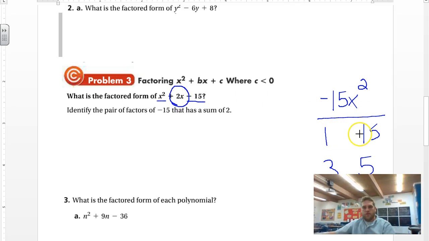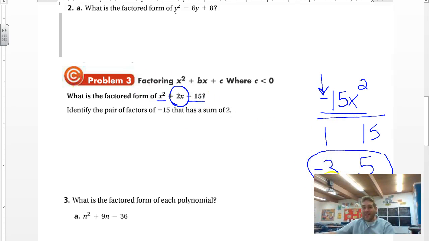Okay? And this time I'm looking for 2. Well, once again, 1 plus 15 is going to give me 16, so that's not right. 3 plus 5 is going to give me 8. Well, that's not right. But this is the point you got to remember. This is a negative 15. So, one of our numbers has to be negative. And in order for this to be a 2, 3 has to be negative. Because, guys, what's negative 3 plus 5? Well, that is positive 2. Okay? And then negative 3 times 5 is negative 15. So this all works. Okay?